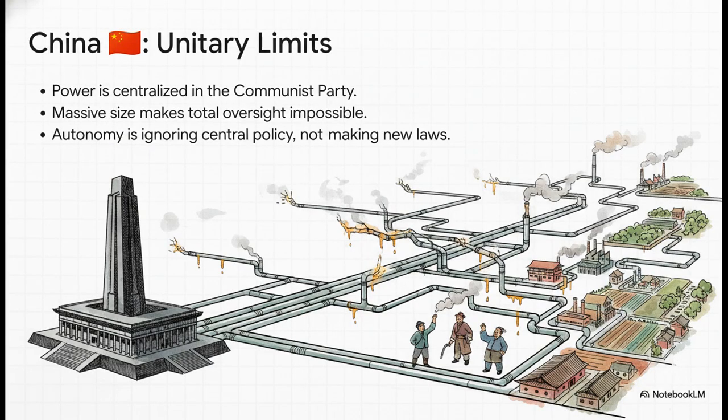China shows you the flip side, the very real limits of a unitary system. Officially, all power is supposed to be in Beijing with the Communist Party, but the country is just so massive. It's practically impossible to micromanage everything. So you get this fascinating situation where local officials get their power not by making new laws, but simply by ignoring the ones from the central government or setting their own tax rates without asking.